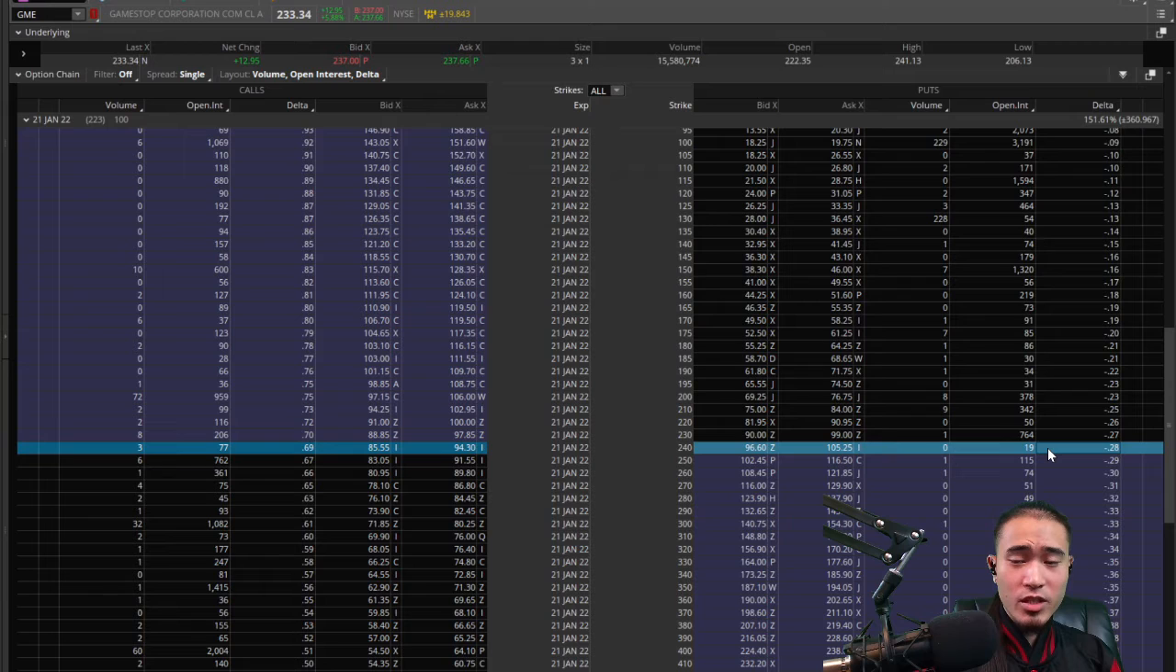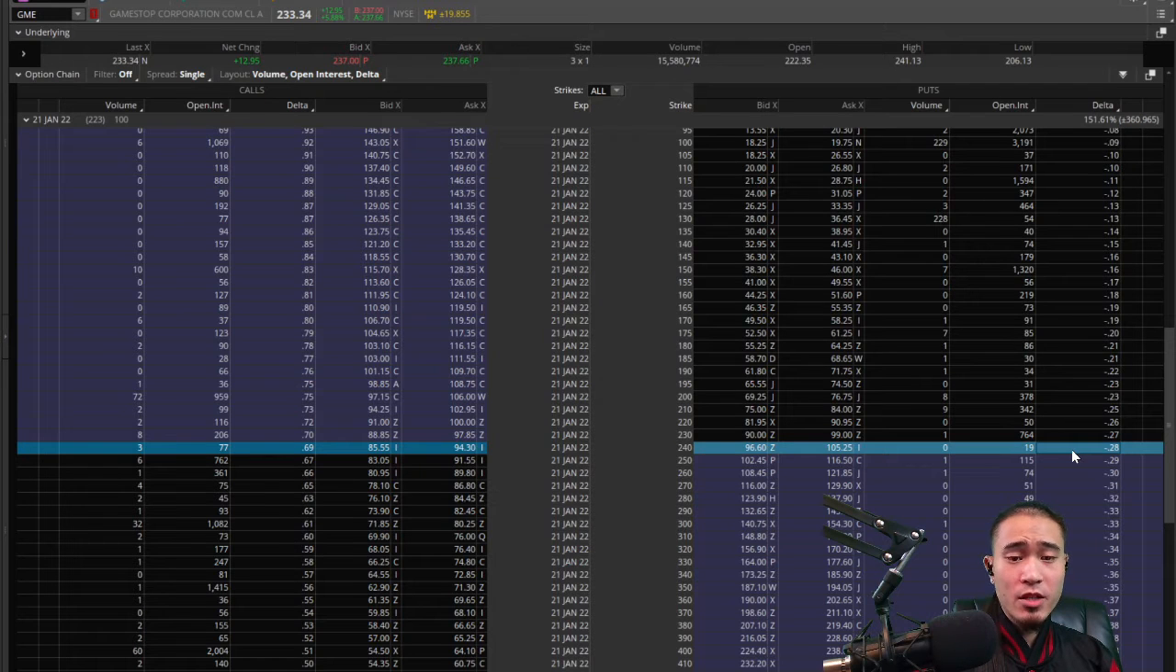Nice. And we can see here on the other side, the same contract, GME, $240 strike, January 21st, 2022, that has a delta of negative 0.28 or 28%. This means that if you are buying the call, it has a 69% chance of finishing in the money by expiration, or if you're selling the contract, it has a 28% chance of finishing out of the money by expiration.